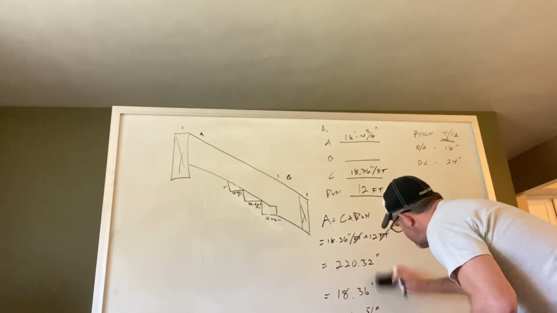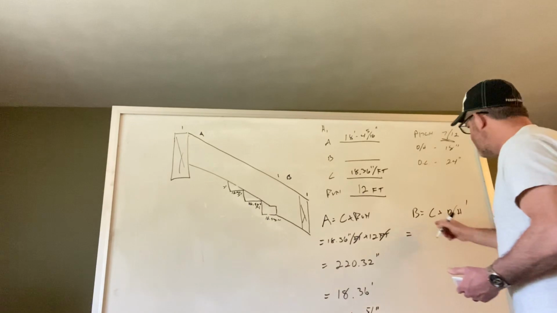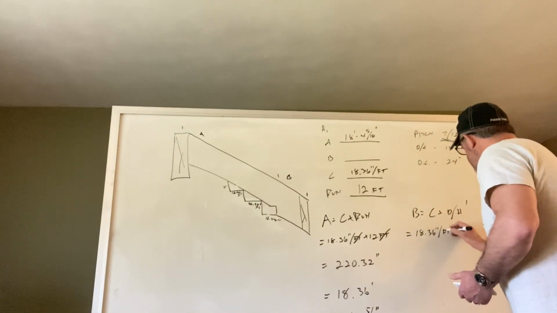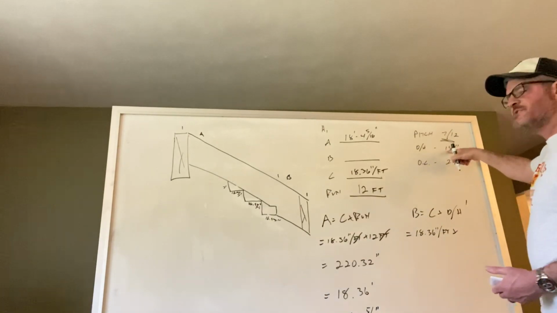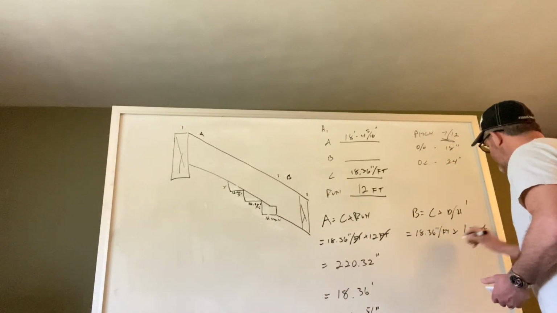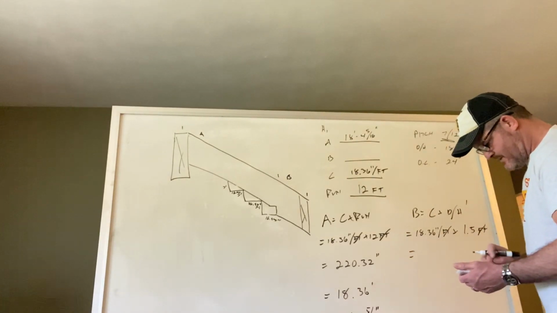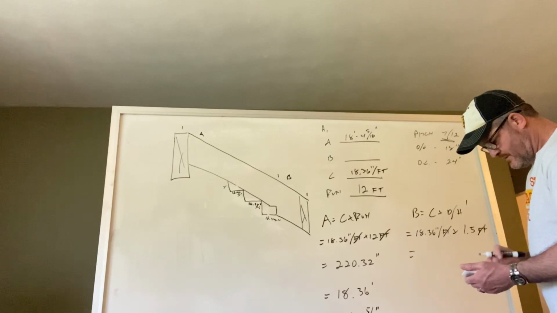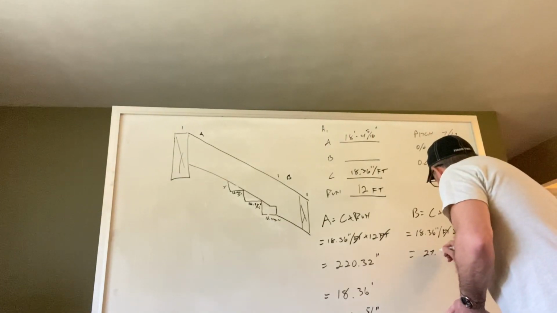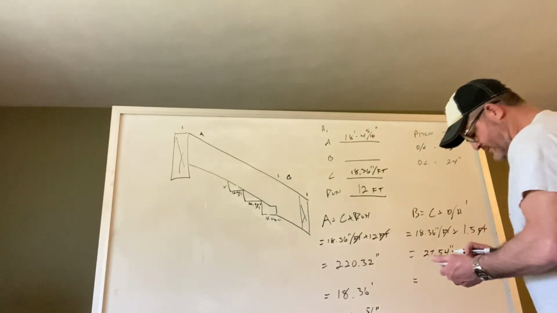Likewise, I'm going to walk through and plug my numbers into my formula for B. So C is my 18.36 inches per foot times my 18 inches in feet, which is 1.5 feet. My feet are going to cancel, and this time I'm going to get 27.54 inches. So again, I need that in feet and inches. So I divide by 12.